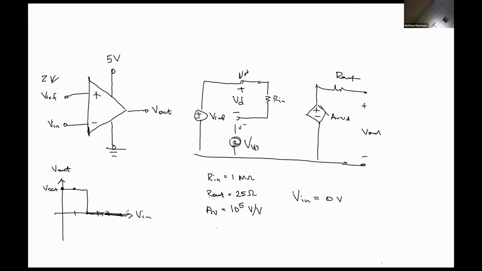because when the input signal is low, the output signal goes high, and when the input signal is higher than the reference, the output signal goes low.